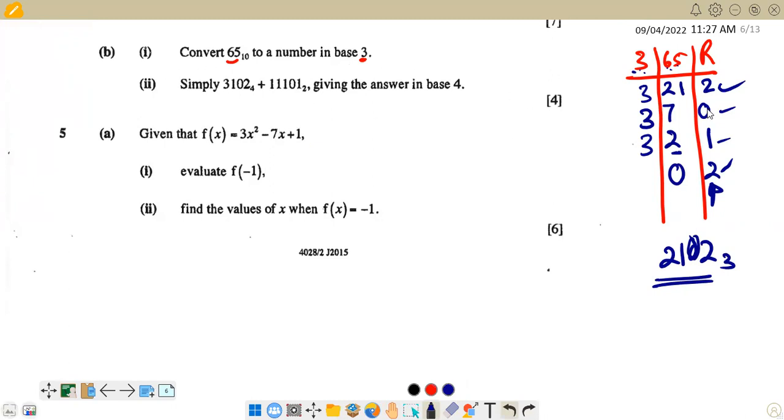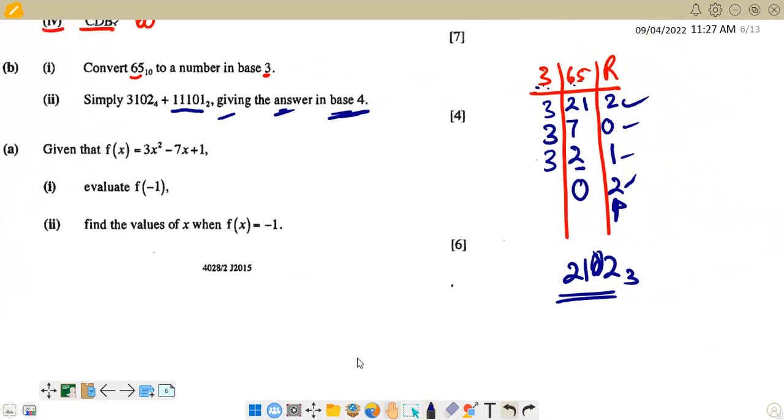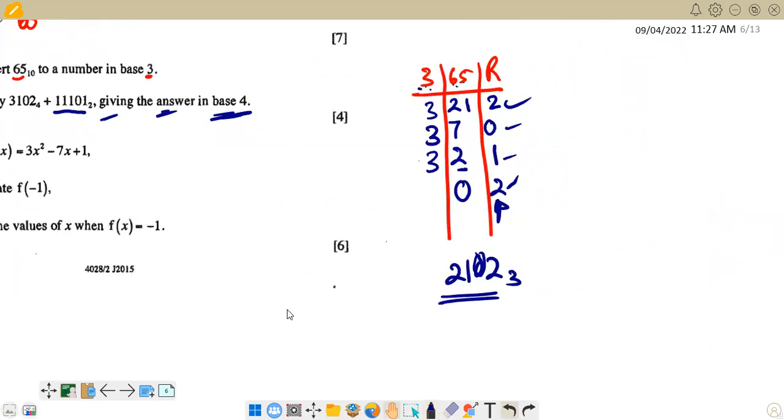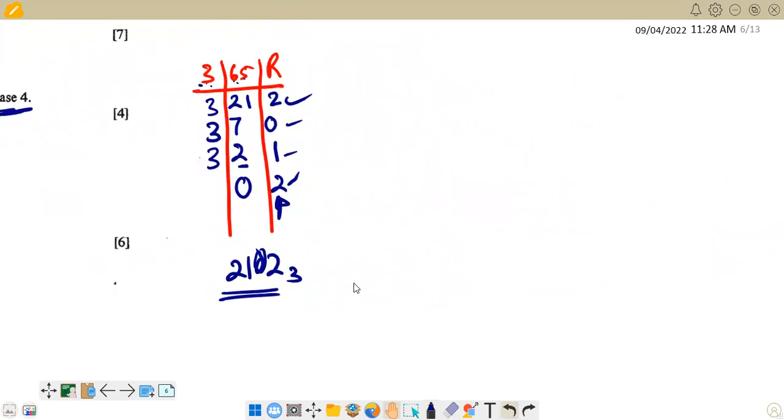So that was it, guys. Just to convert this, then you can simplify it. Okay, then the other part now: simplify 3102 in base 4 plus this number in base 2, giving, this is the most important part, the answer in base 4. So here we've got 2 ways that we can use: converting the numbers to base 10, then you add them in base 10, or you can convert this number to base 4. Since it is not in base 4, you have to convert it to base 4. So I don't know which is best for you, but I'm just going to convert that number to base 4.